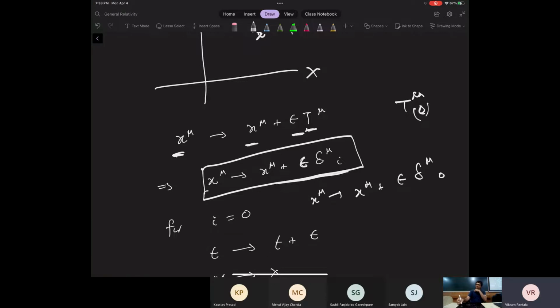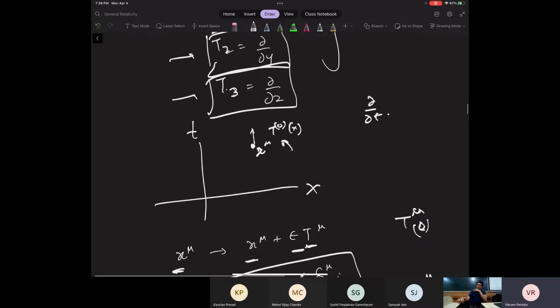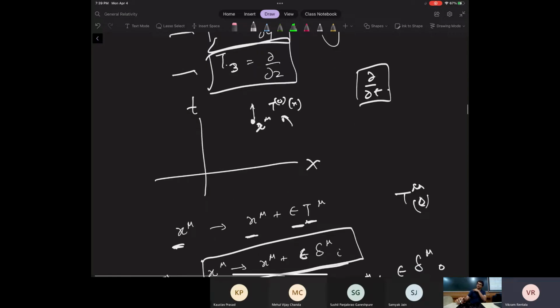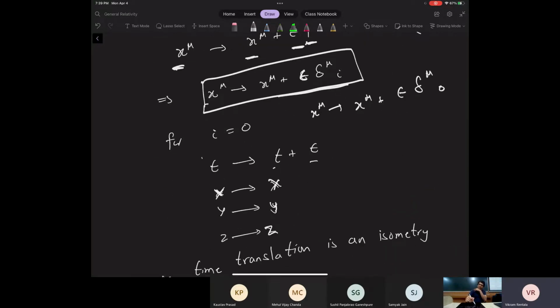That means only if mu is equal to 0, this is t plus epsilon. For the others, it just gives you x goes to x, y goes to y, and z goes to z. So this is the sense in which the vector partial t generates an infinitesimal diffeomorphism. What is that infinitesimal diffeomorphism? It generates time translations. Under this flow, by an amount epsilon, t goes to t plus epsilon, x goes to x, y goes to y, z goes to z. So it's an infinitesimal translation in time.